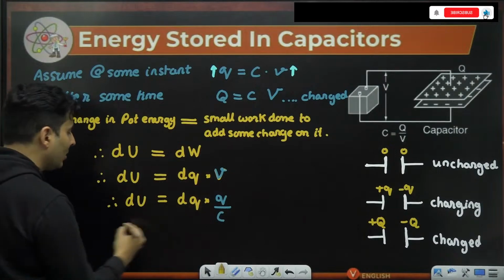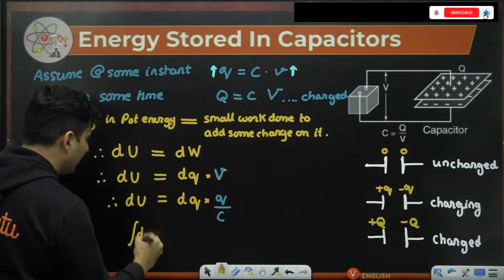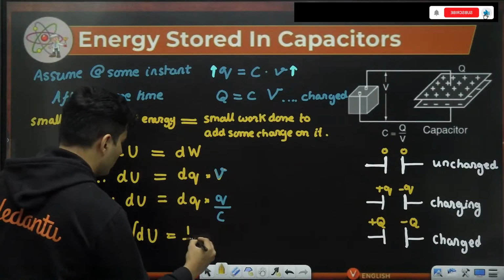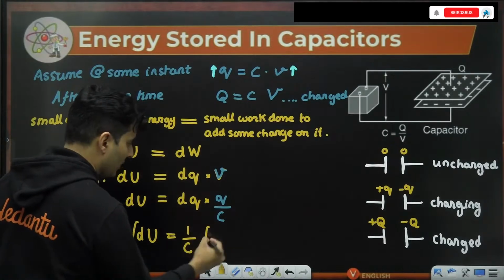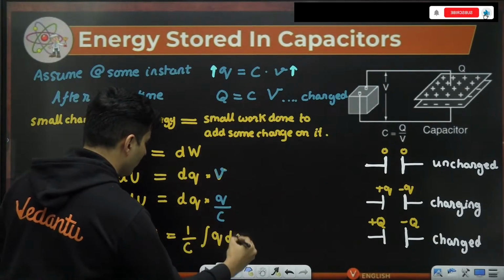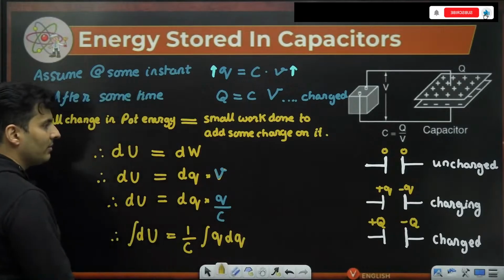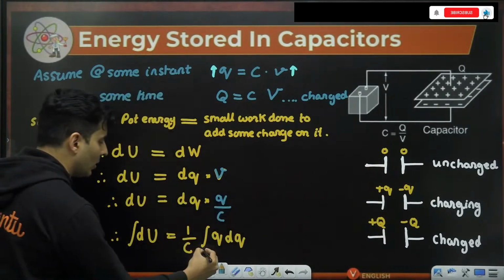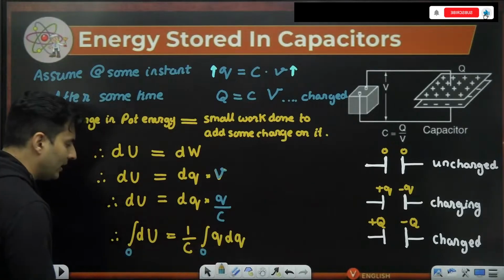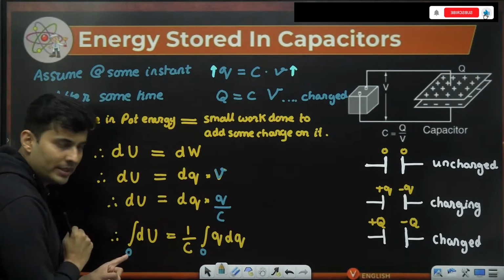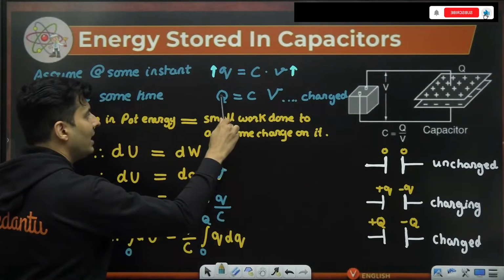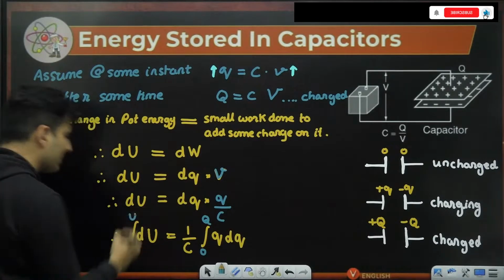I have a feeling I need to integrate this. So if I integrate dU, on the right hand side also 1 by C is on the outer side. It's a constant, that's why. So q into dq over here. Now the limits of the integration are very important. See, initially there will be no charge at all. So when there is no charge, there is no energy. So q is 0, U is also 0. But when this charge becomes capital Q, then the energy stored becomes capital U.